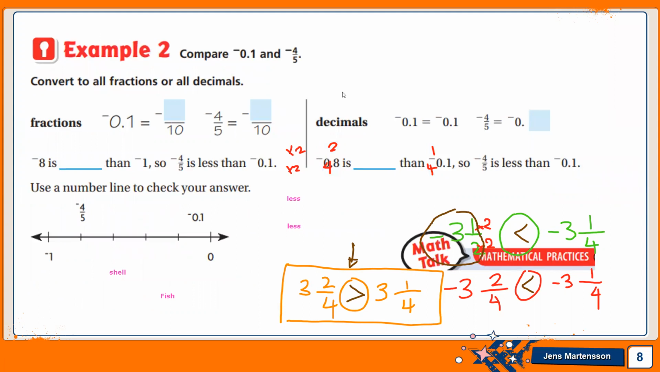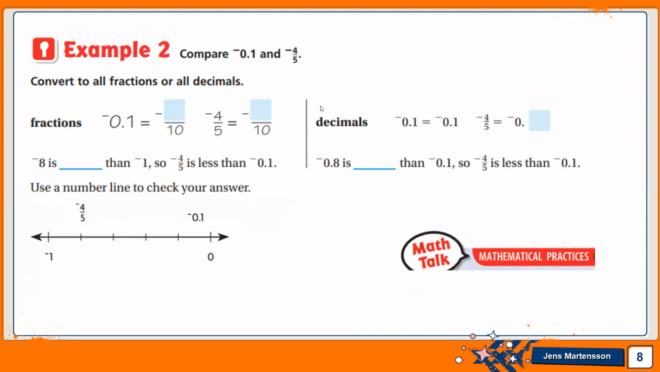Now, in this example, we're going to compare a decimal with a fraction. So what do we have to do? As I told you before, you can write them as fractions and then compare between them, or you can write them as decimals and compare between them. Let's write them as fractions first, then we will write them as decimals.